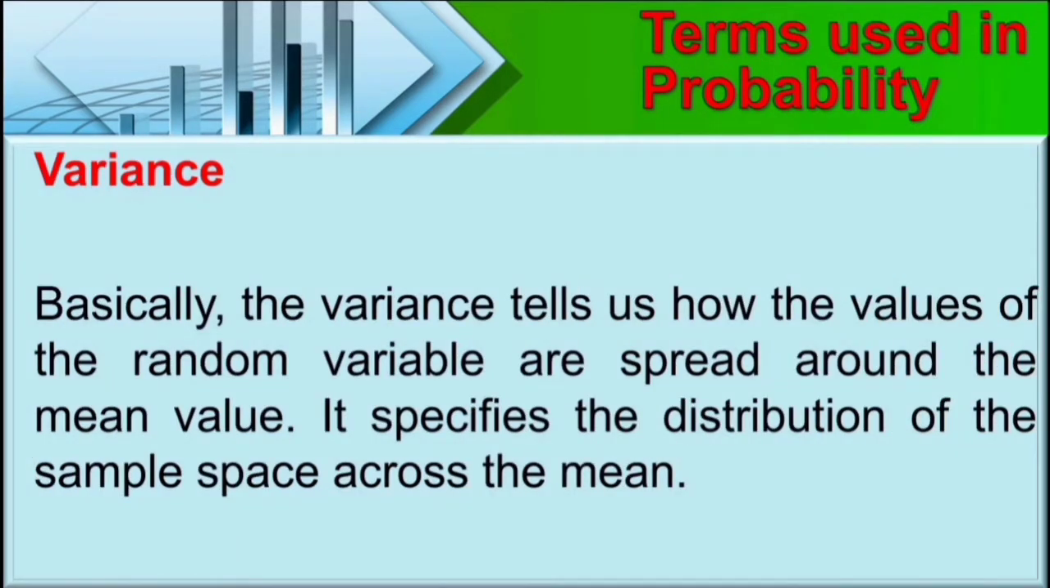Term used in probability. Variance. Basically, the variance tells us how the values of the random variable are spread around the mean value. It specifies the distribution of the sample space across the mean.